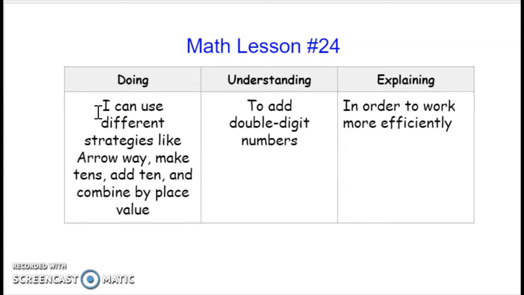I can use different strategies like arrow way, make tens, add 10, and combine by place value to add double-digit numbers in order to work more efficiently. Let's go straight into our teacher model. We have a lot of work ahead of us.